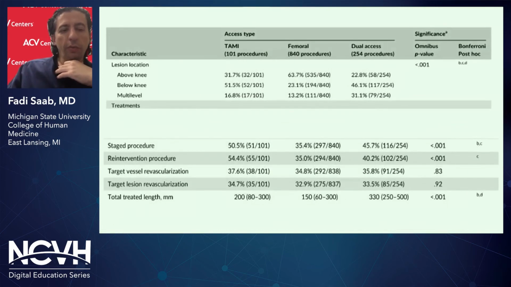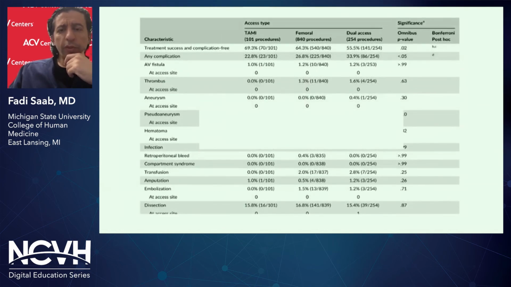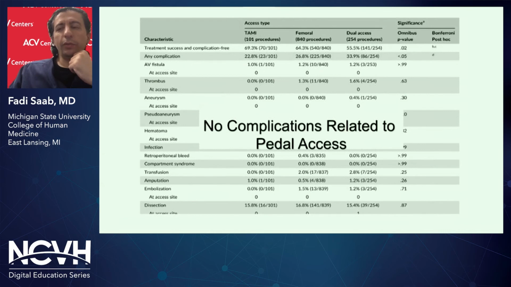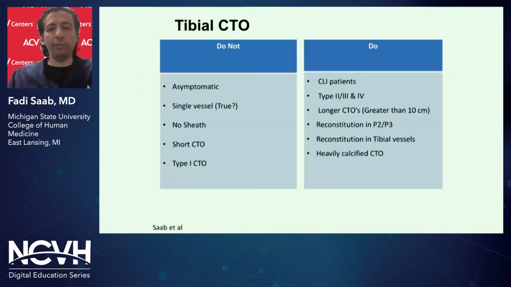Lesion location, where is the location? Was this a staged intervention? You will notice that the TAMI technique tends to be more of a staged intervention. About 30 to 35% of those patients were target vessel, target lesion revascularization, and these lesions were not short. 200 millimeters was the average lesion length, in comparison to 330 millimeters for the dual access antegrade and retrograde. And most importantly, the complication rate related to pedal access was extremely low. So when it's performed in sites that are proficient in performing pedal access, the rate of complication is extremely low.